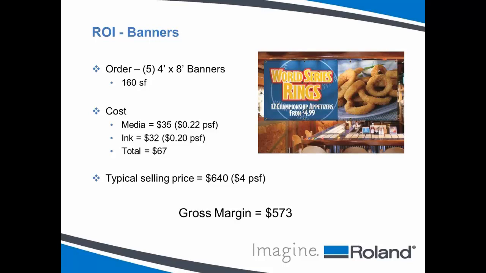$573 gross margin is a great starting point for printing 5 banners that will take about, let's look at a scenario of a VS540, most popular versatile printer. You'll be able to print these banners out in about an hour, maybe an hour and a half. So that'll give you an idea.